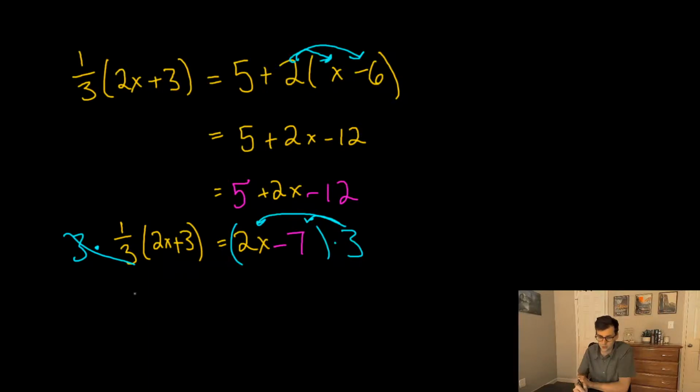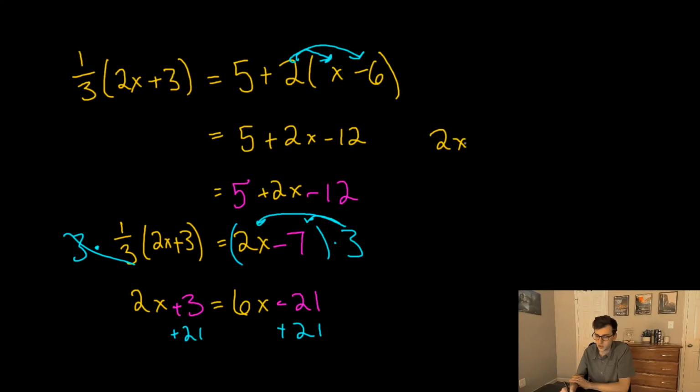So now we get 2x plus 3 equals 6x minus 21. This has worked out nicely with both sides positive, but I do like to keep my numbers positive if I can. Plus 21 on both sides. Maybe you would rather subtract 3 and subtract 6x. That's totally fine. So that leaves us with 2x, and 3 plus 21 is 24, equals 6x, and that's it.